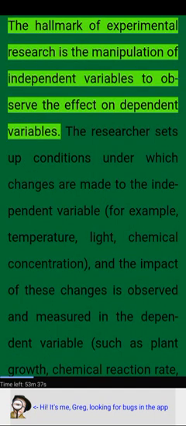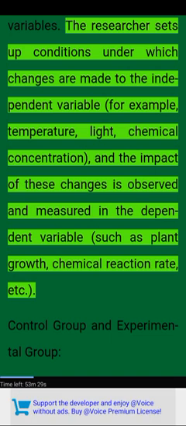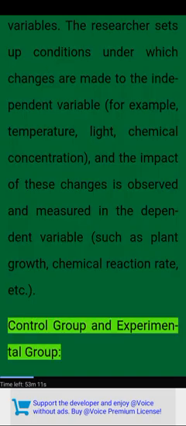The hallmark of experimental research is the manipulation of independent variables to observe the effect on dependent variables. The researcher sets up conditions under which changes are made to the independent variable, for example, temperature, light, chemical concentration, and the impact of these changes is observed and measured in the dependent variable, such as plant growth, chemical reaction rate, etc.